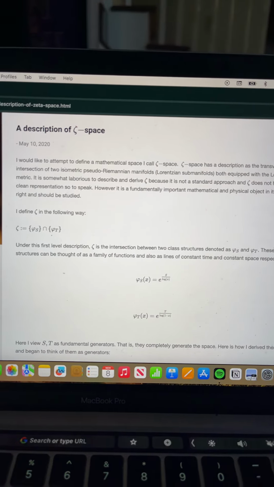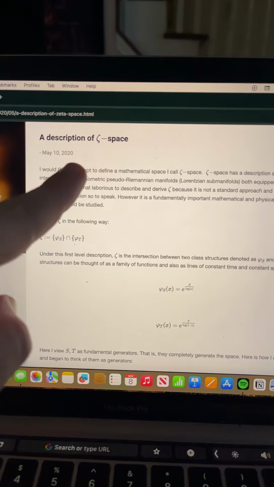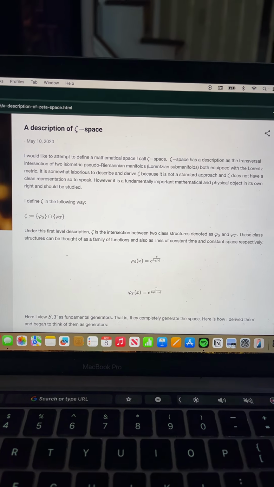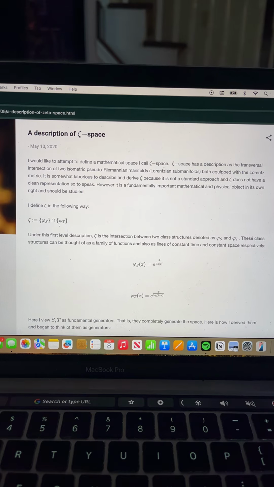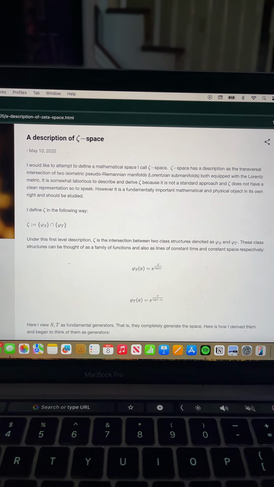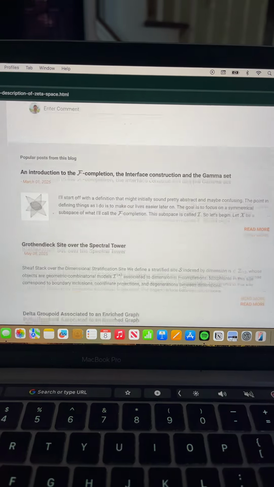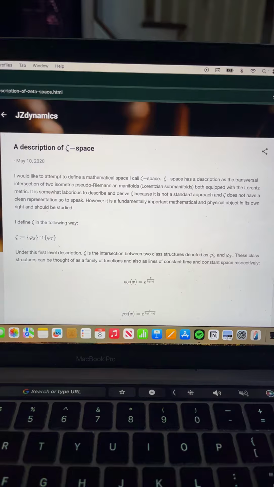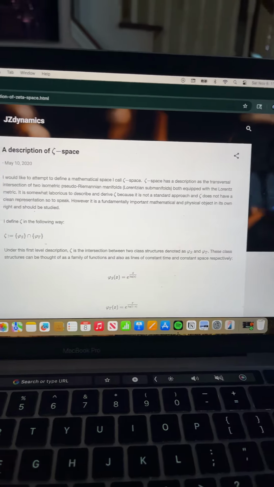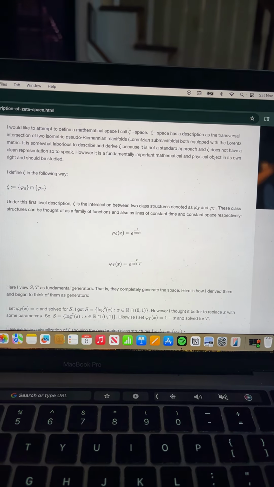So this is in 2020, as you can see, May 10th, 2020. These are kind of like where I was at in terms of being able to describe what I was calling zeta space. And as you can see, it's kind of naive and very rudimentary. This was 5 years ago, by the way. So anyway, let's just go through it.